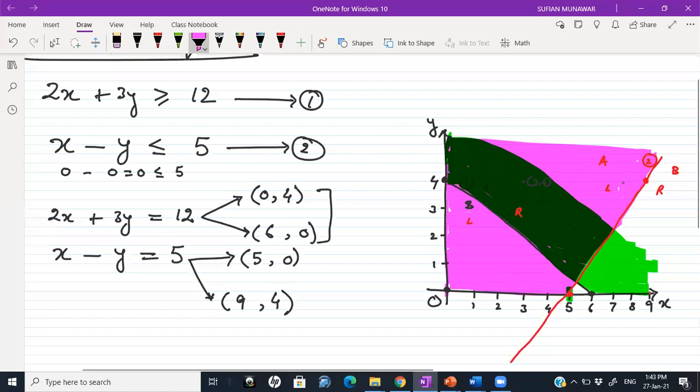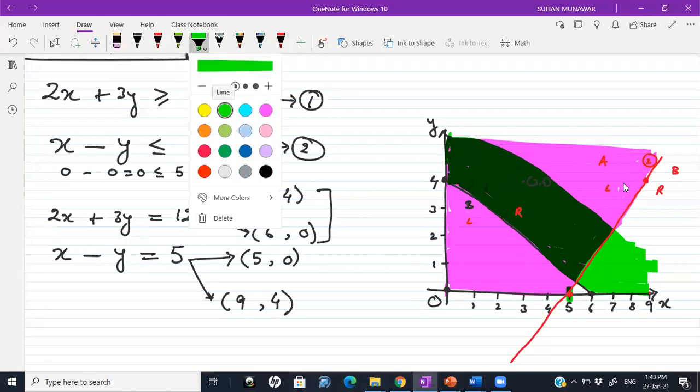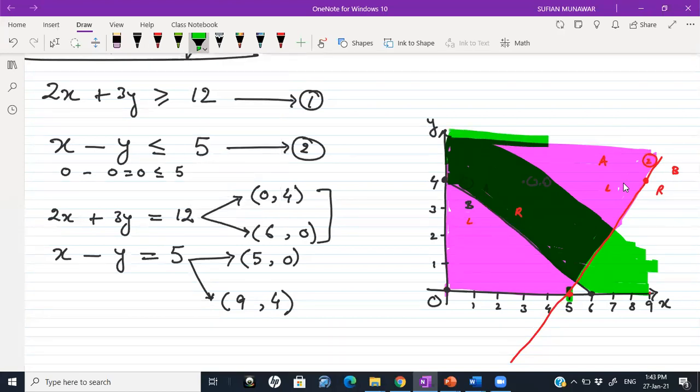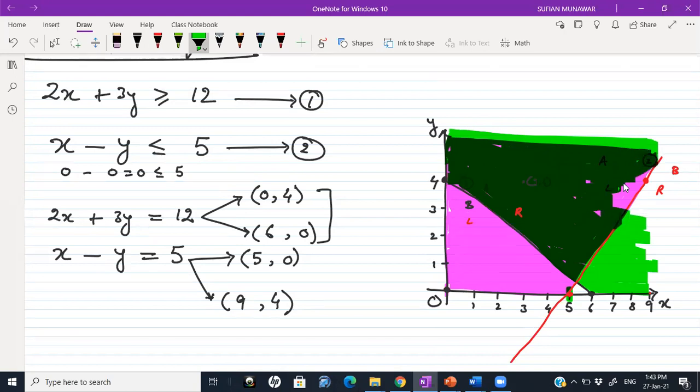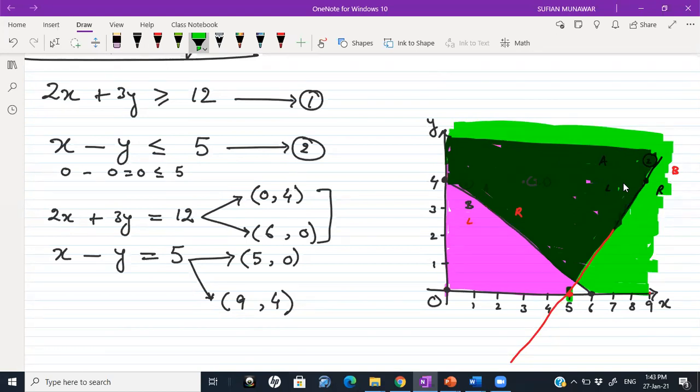Actually, the green color when I selected for the first inequality, I didn't shade this area as well, because the whole shaded area is on the right side. So this whole area was the plot of the first inequality. And for the second one, we have the pink one. Where both of them mix, the common area, the darker common area, is the black one.